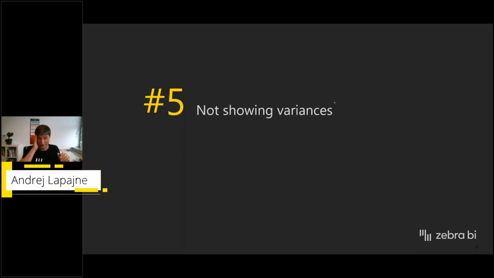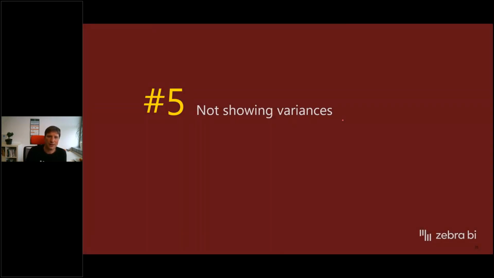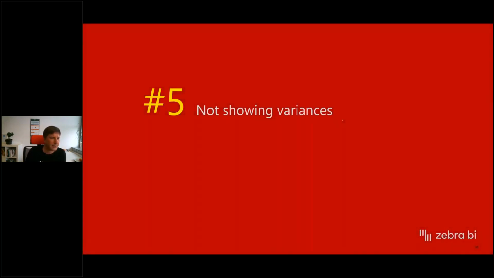This one, number five, is to me personally the most important one, and it's just the biggest failure of the dashboards that we have seen: not showing the variances. All right, this is so important. Just skipping the variances, not showing the variances, or presenting comparisons in such different ways.